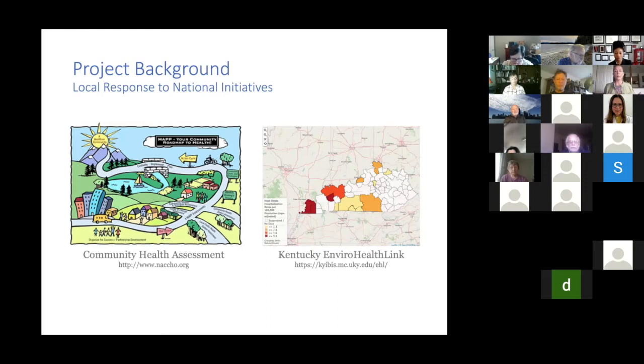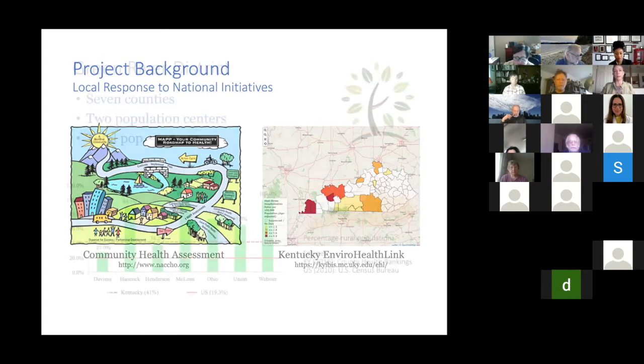Where I came in was as a consultant, and I work with environmental public health indicators and climate change and health. I was brought in to bring these two pieces together to help identify indicators that would be useful to the 7-county region in Western Kentucky to use in their community health assessment, and then also feed back into this state portal.